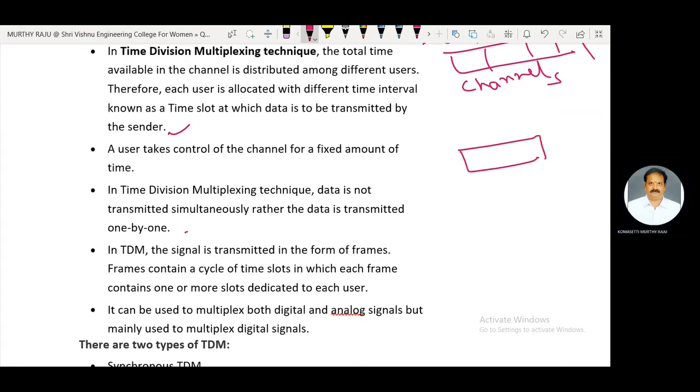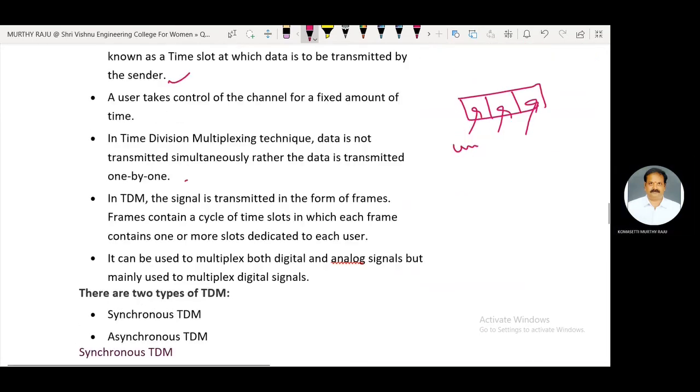Because these are the time slots, users use the time slots one by one, not simultaneously. In TDM, the signal is transmitted in the form of frames. These are the frames having different time slots.